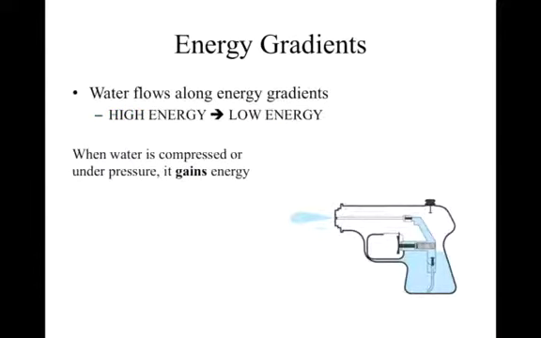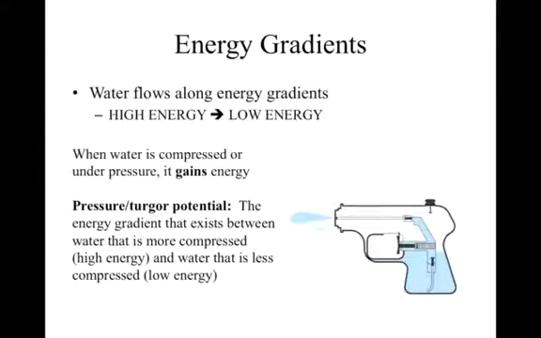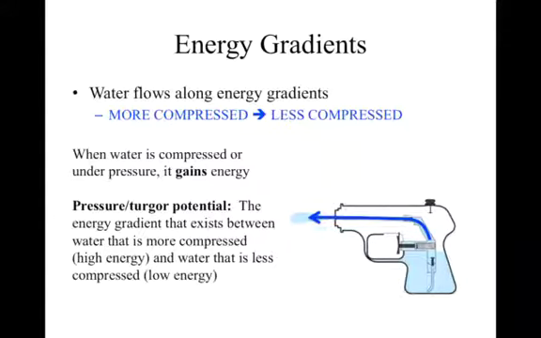All right, another scenario where water is flowing from high energy to low energy is when it's compressed. When water is under pressure, just like anything, if you put energy in and compress it, then it gains energy. And so this leads to what we call pressure or turgor potential, which is the energy gradient that exists between water that is more compressed and water that is less compressed. This is the principle that drives water out of a squirt gun, because it's compressed at the bottom of the squirt gun, and then it shoots out the top where there's less compression. It matters in plants because that's actually what helps to push plants out and up and hold their form.